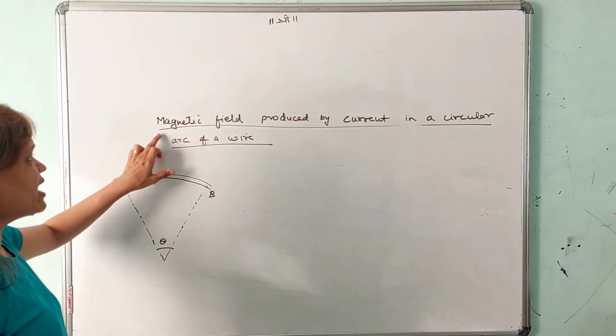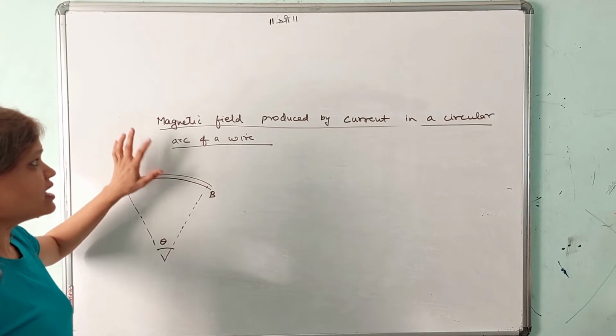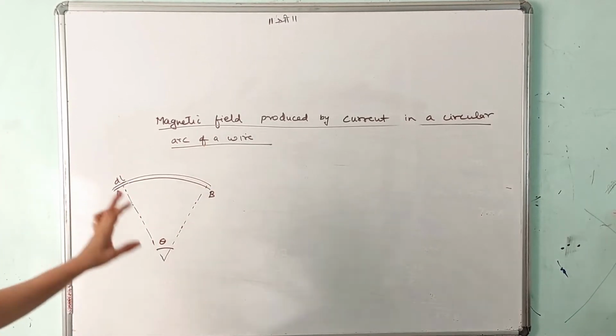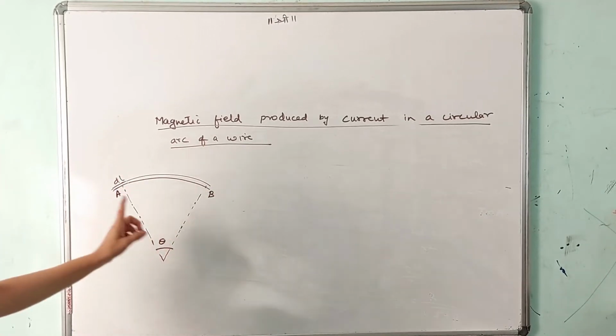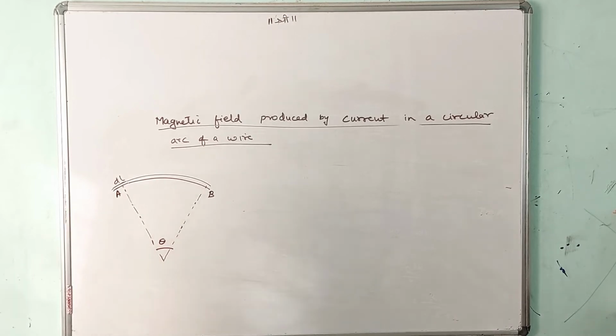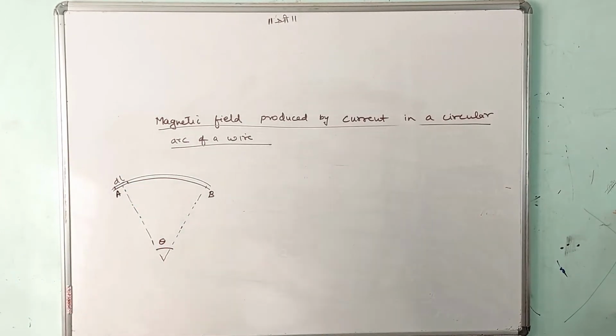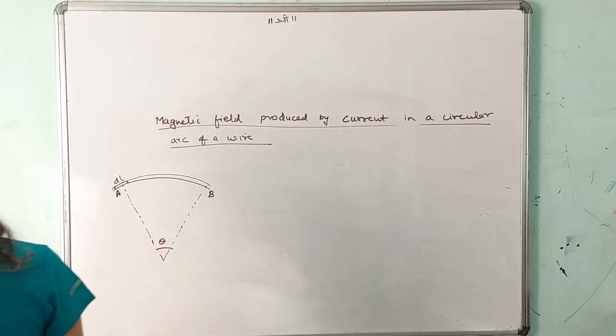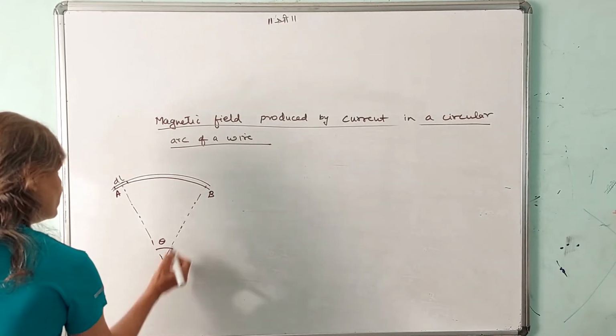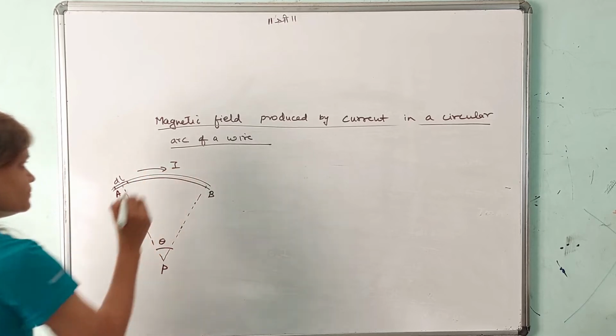Next derivation is magnetic field produced by current in a circular arc of wire. Now this is a circular arc. This is a wire AB carrying current I. We are considering the small element dl. We have to find the magnetic field at this point P. This is carrying current I.